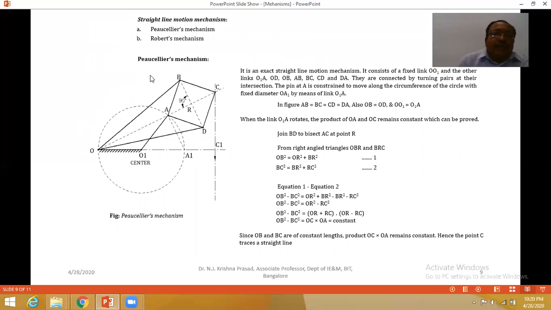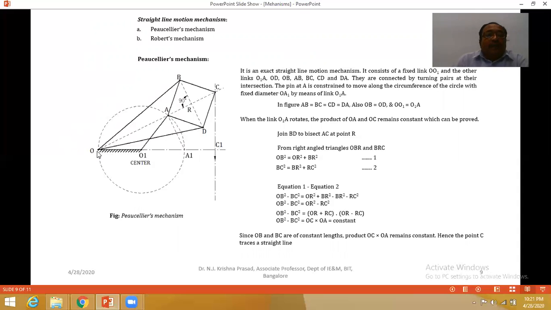Next, we move on to straight line motion mechanisms. In the straight line motion mechanism, for the syllabus, we have the Peaucellier mechanism and the Roberts mechanism. So I take first the Peaucellier mechanism. The Peaucellier mechanism is one which is used to draw an exact straight line. Here, O1A rotates continuously. When O1A rotates continuously, the point C draws the exact straight line.